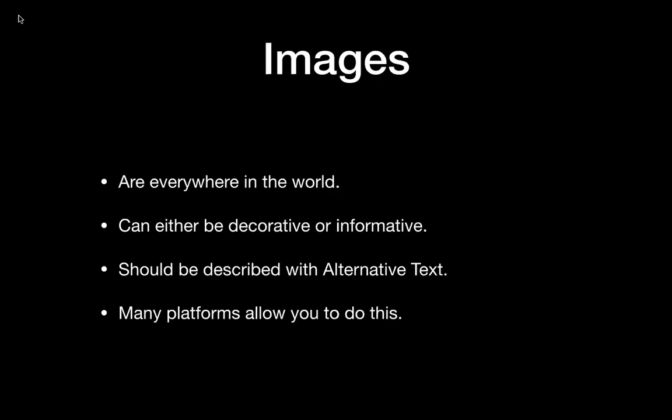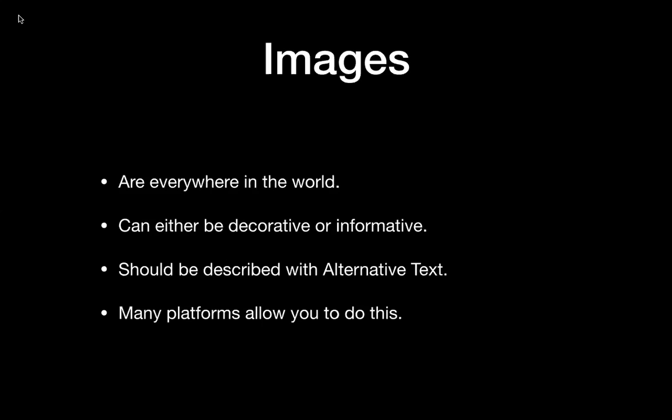Images are everywhere in the world. They can either be decorative or informative. If you have images in your document, they should be described by alternative text. This alternative text can be added in a lot of the different authoring tools that you're going to use. Many of these platforms have the capability to create this alternative text. If you're writing in HTML, it's an attribute that goes inside the image tag, but it would seem that a lot of people are using authoring tools these days.